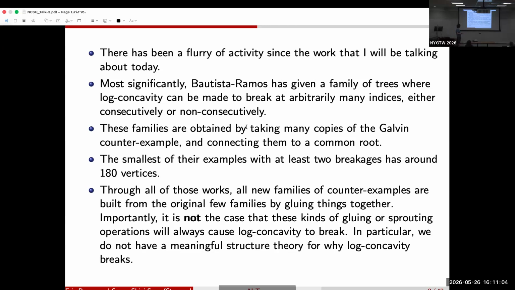Through all of these works, all new families of counterexamples are built from the original few families by gluing things together. And now I just want to be clear, it is not the case that these types of gluing or sprouting operations will always cause log-concavity to break. In particular, we don't have a meaningful structure theory for why log-concavity breaks. It's not the case that if you take a counterexample and glue it to another counterexample, the result is always a counterexample. So, thus far, virtually everything that's been done is very ad hoc.